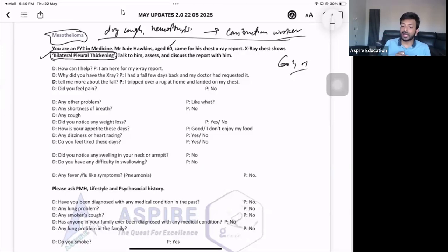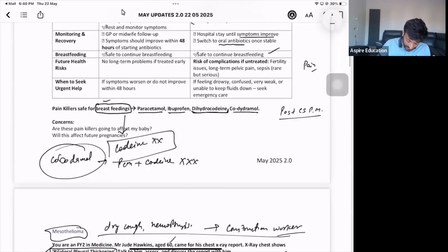Okay. Dihydrocodeine is also contraindicated in breastfeeding. No, doctor, you can give it. That's what I'm saying. So, painkillers which are safe for breastfeeding mothers: paracetamol, ibuprofen, dihydrocodeine, codidramol, that's fine. These are okay to give. Codeine is not given. That's what I was trying to say.